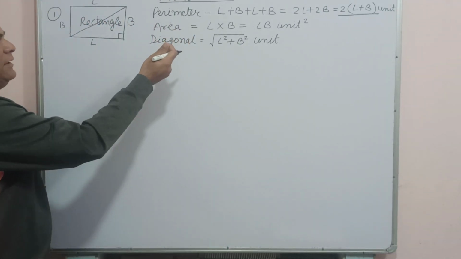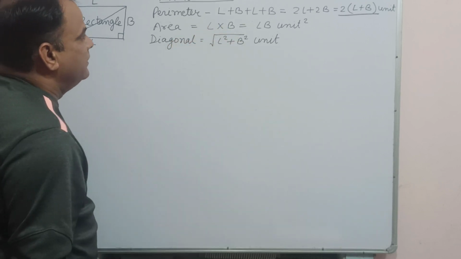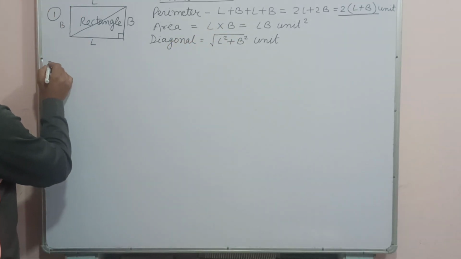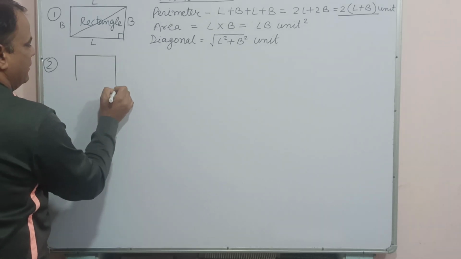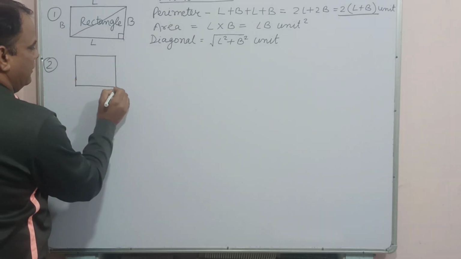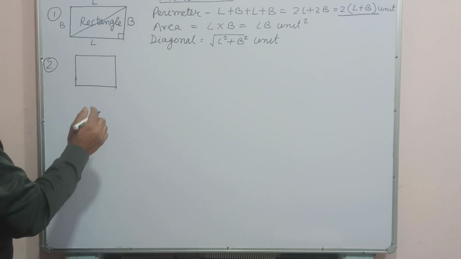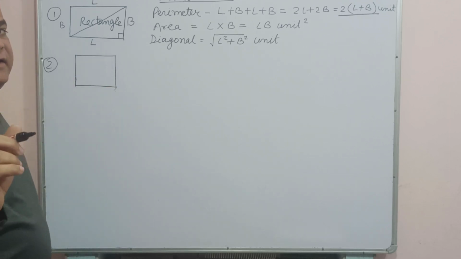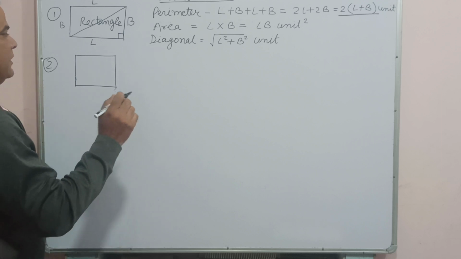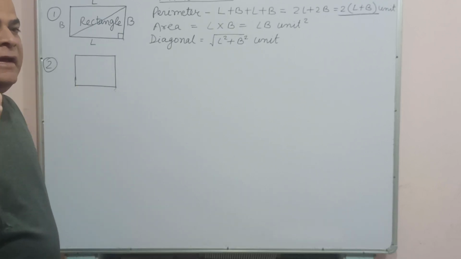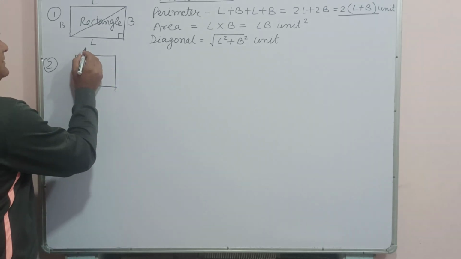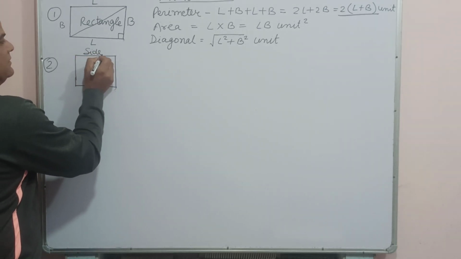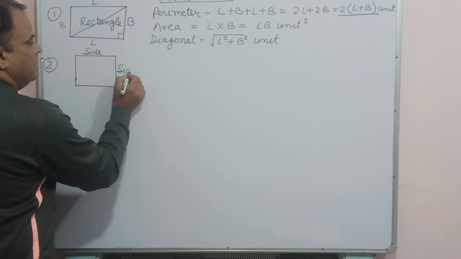Mainly three things are there in the mensuration of a rectangle. Second is square. This is a square, and we know that all the sides of the square are equal, so we can't name them just like length or breadth. We will name them just like a side. This is side, this is also side.